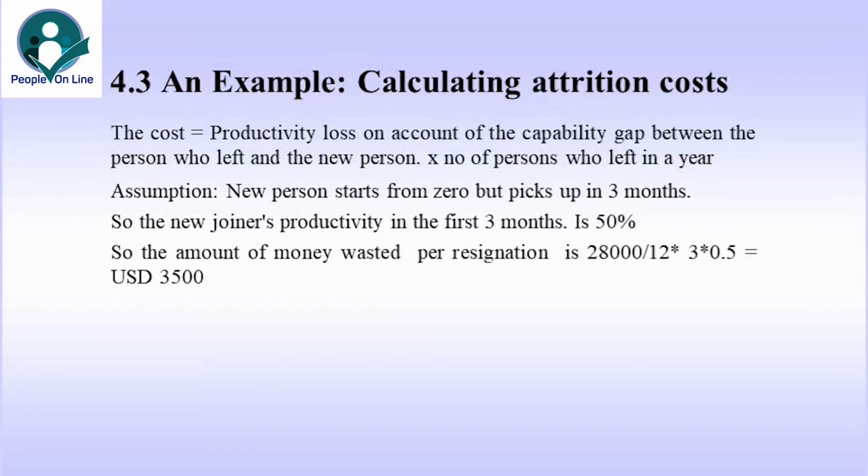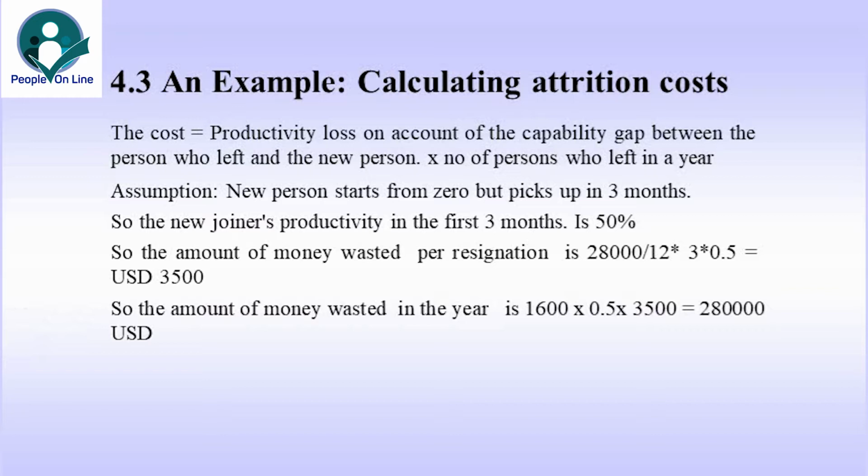So the amount of money wasted per resignation would be 28,000 by 12. This is the salary per month into 3. This is the salary for 3 months and half of it is wasted, so into 0.5, and we come to 3,500 USD. And this again has to be multiplied by the number of people who left in the year. 1,600 people, average attrition 50%, I think is the attrition rate. So 1,600 into 0.5 is 800. 800 times 3,500 is 2.8 million USD.